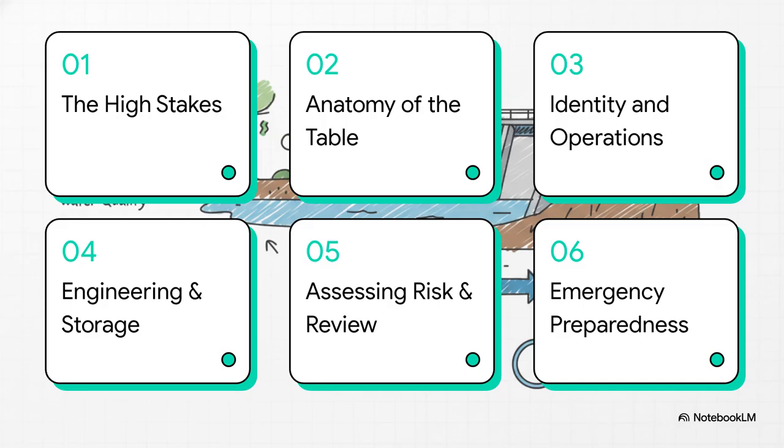Here's our roadmap for this explainer. We've got 1. The high stakes of tailings. 2. Anatomy of the inventory table. 3. Core identity and operations. 4. Engineering, capacity, and storage. 5. Assessing risk and review. And finally, 6. Emergency preparedness and response.